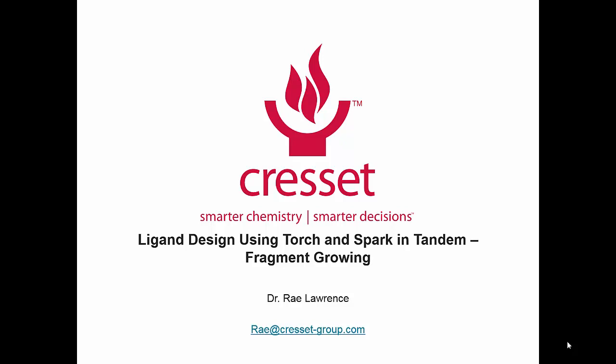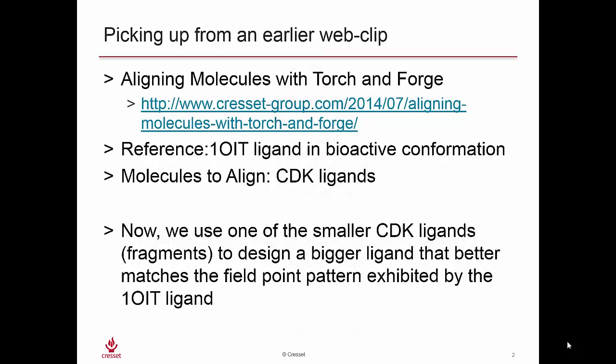For this web clip, we're going to look at doing ligand design using Torch and Spark in tandem, and this is really a fragment growing experiment. So this picks up from an earlier web clip, which involved aligning molecules with Torch and Forge. In that experiment, we had a reference which was the ligand from the 1OIT crystal structure, a ligand in its bioactive conformation, to be used as a reference. And we had a series of 10 cyclin-dependent kinase ligands that we aligned to that reference.